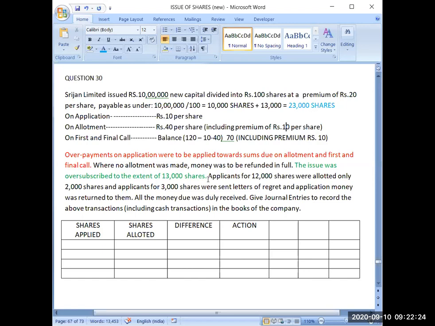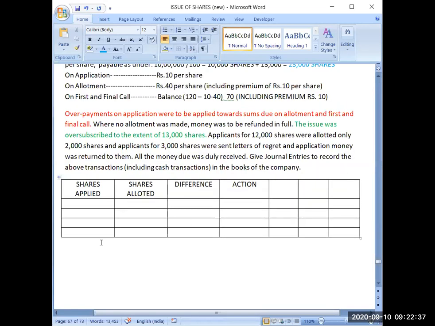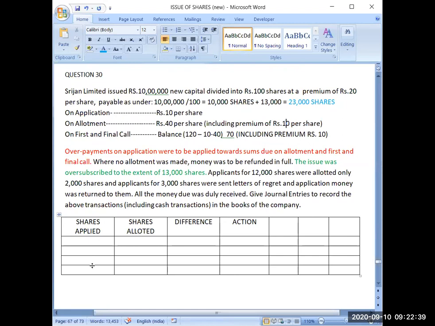The question is asking you to give journal entries to record the above transactions, including cash transactions, in the books of the company. So a cash book is not asked, but the question is saying that you have to include cash transactions in the journal only. Now coming to the first part, our table. What total should I write here in shares applied? First we will be writing the totals.